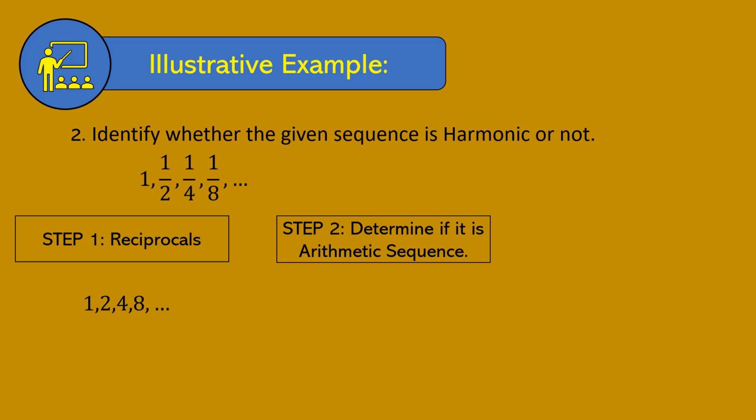Again, let's determine if the sequence 1, 2, 4, 8 is arithmetic. Now let's check. How do we check if it is arithmetic? We are going to get the common difference. In getting the common difference, we subtract the previous term from the current term. So 2 minus 1 is 1. 4 minus 2 is equal to 2. 8 minus 4 is equal to 4.